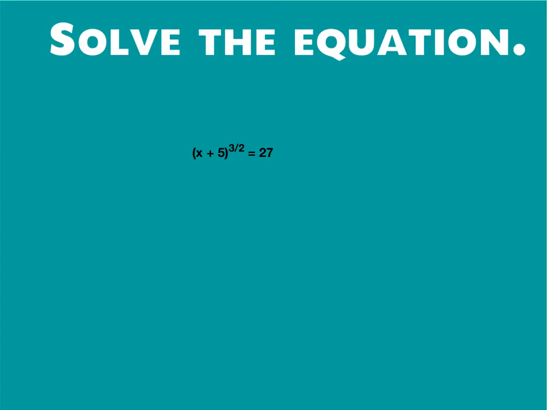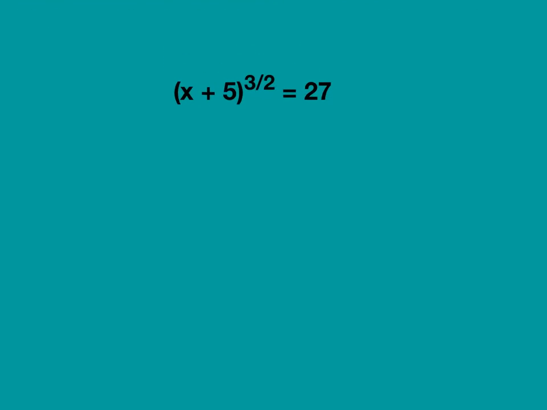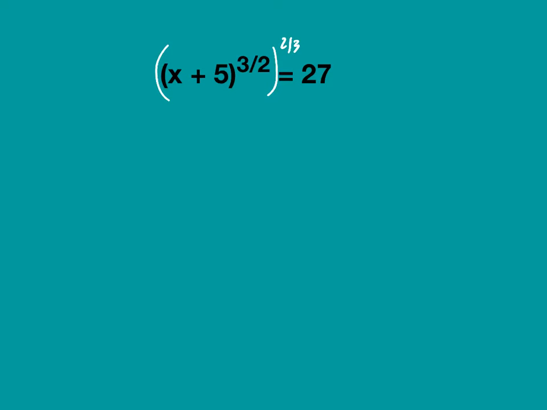Okay, last one from this section is that third one, which says x plus 5 to the 3 halves equals 27. So this is our exponential fraction, okay? In order to get rid of that exponent, we are going to raise both sides to the reciprocal of that fractional exponent. Okay, so we raise it to the reciprocal, and by doing that, we cancel the left side, right? 3 halves and 2/3 would cancel out.